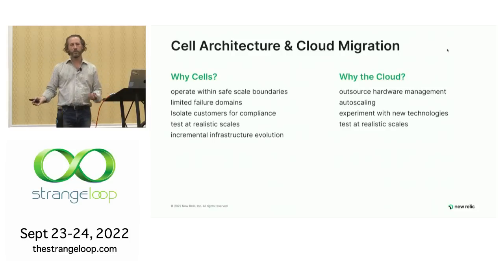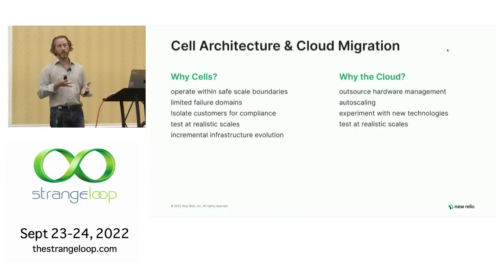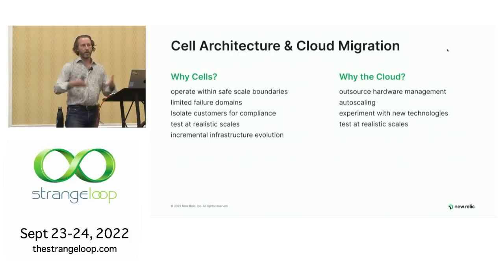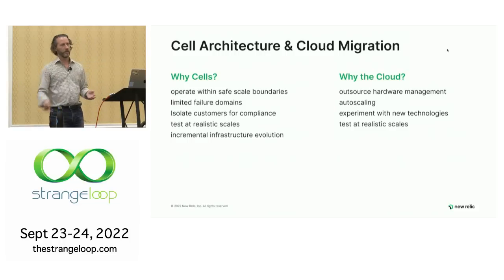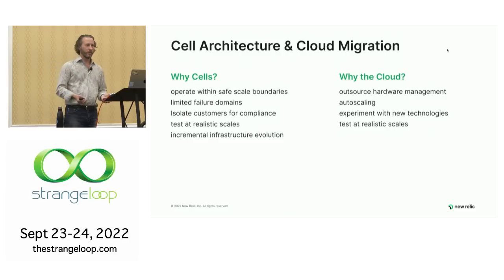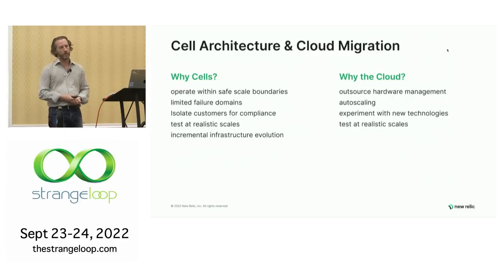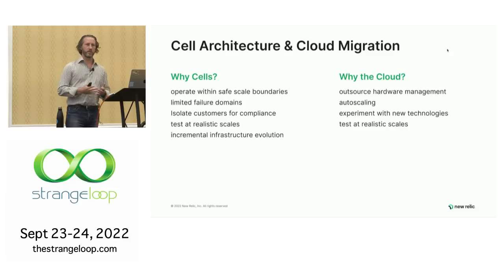So this helps us for operations. It also helps us with limiting failure domains. So now, if a cell fails, instead of every customer being affected, it's a subset. Why the cloud? Well, that growth curve also applies to hardware management. We were getting really sick of managing our own hardware. We decided we would outsource that to someone who specializes in it. And we also really wanted access to the elasticity benefits of the cloud for a variety of reasons.